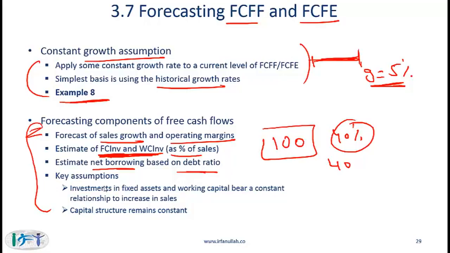So in the examples that we'll work on, we'll make some important assumptions. The first is that investments in fixed assets and working capital bear a constant relationship to increase in sales. So if the sales are increasing by 30%, then that increase in sales has a direct relationship with the investment in additional fixed capital or working capital. Also, unless we are told otherwise, we assume that the capital structure or the debt ratio remains constant.